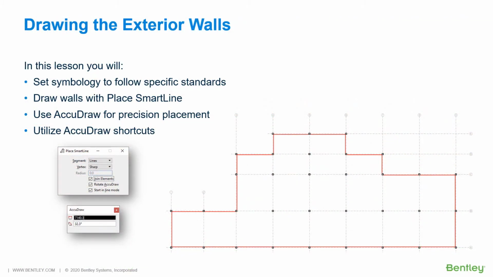In this section, you begin the design of the proposed restaurant by drawing the exterior walls for the building. This will be done using the structural grid as a reference. You will utilize the Place SmartLine tool along with the aid of AccuDraw for precision placement.